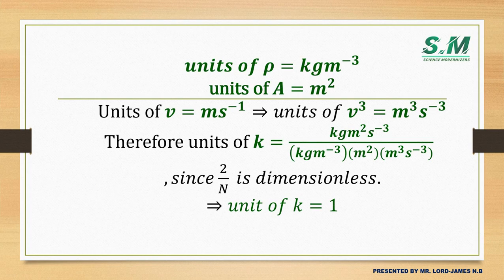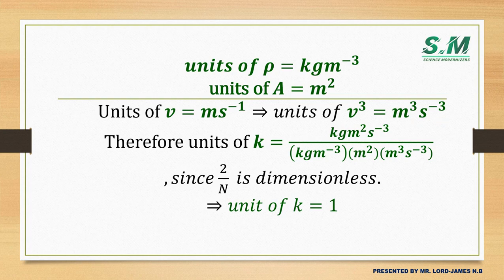So from there we deduce the units of density. We know that density is the mass per unit volume of a substance, so it is actually the kilogram per meter cubed. Units of area is the meter squared, and the units of velocity or speed is given as the meters per second. So from here we can deduce the units of V cubed. V cubed means we just raise this to the third power, where we are going to have V cubed to be equal to the meters cubed seconds to the minus 3.